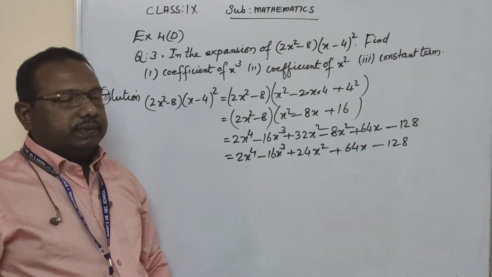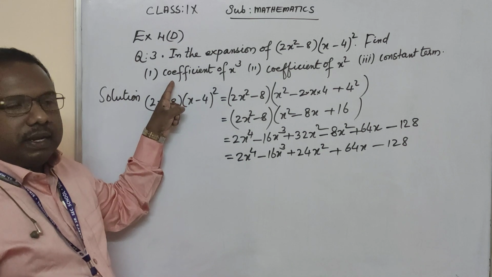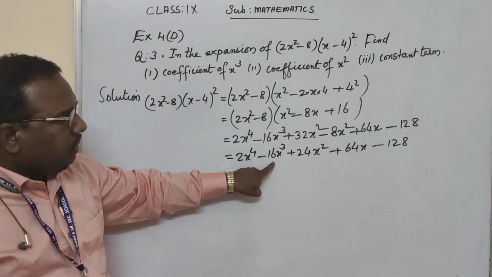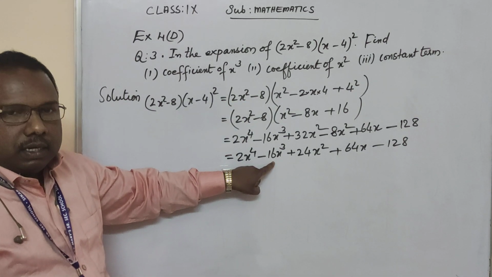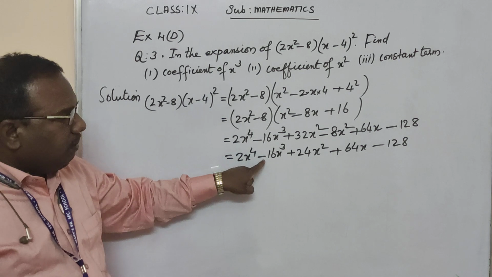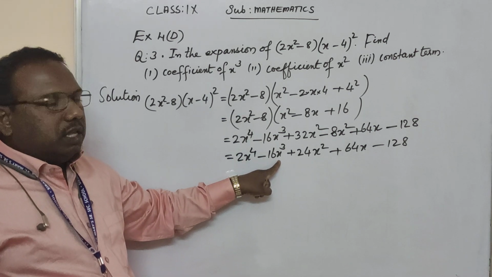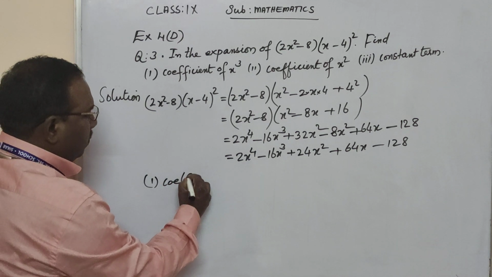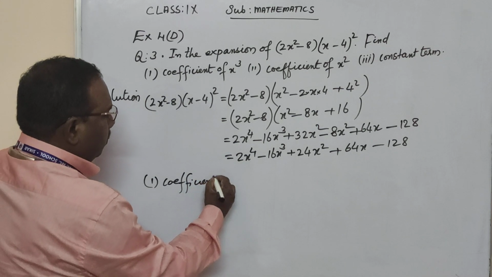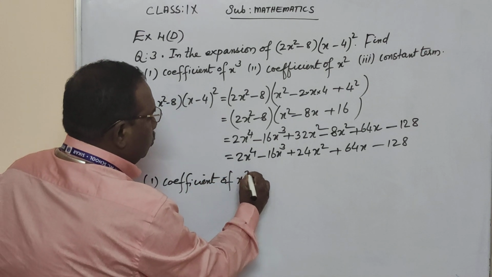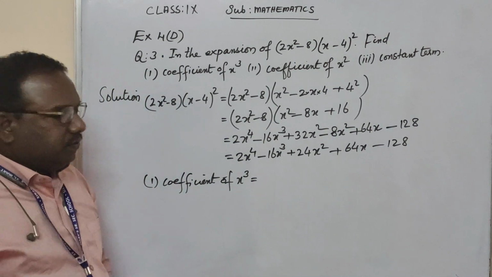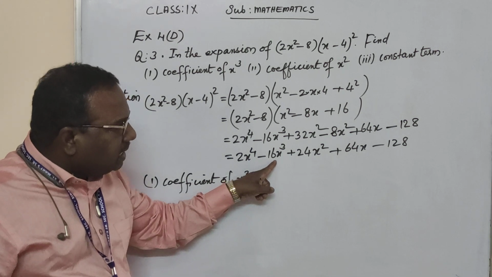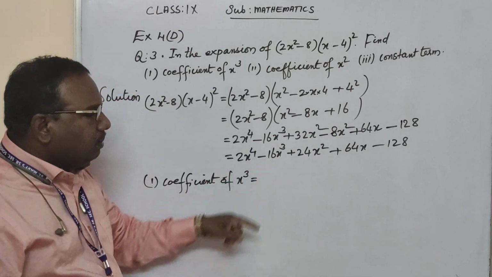Now we have 5 terms. Now let's come to first question number 1. Find the coefficient of x³. The term containing x³ is this one, −16x³. Therefore, the answer of the first part: coefficient of x³ is equal to, look at the board very carefully, this term contains x³ and its coefficient is −16. Coefficient of x³ is −16.